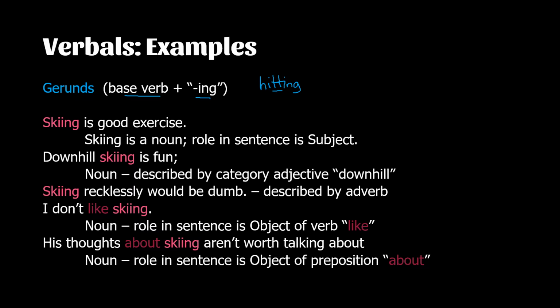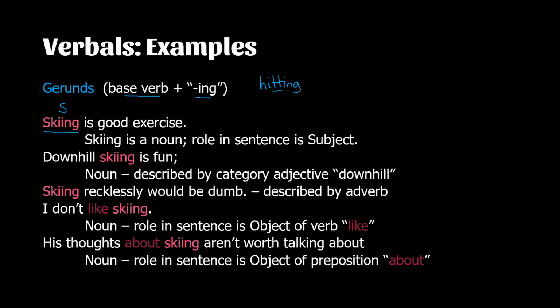Here is an example of skiing. In this sentence, skiing is a noun. The role of the gerund in this sentence is the subject. It starts the sentence off, and this sentence is about skiing. Only nouns can be subjects. Therefore, this gerund is a noun and it is a subject.